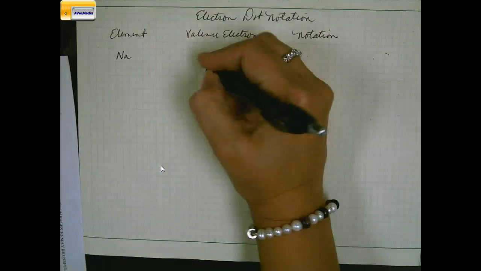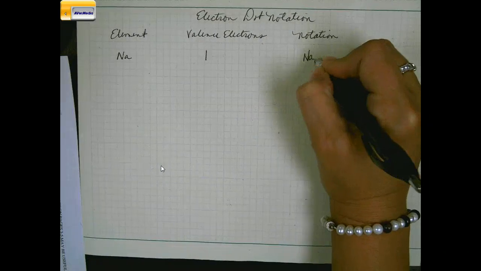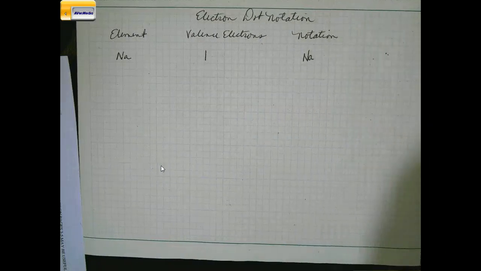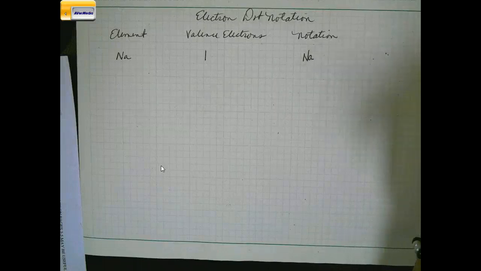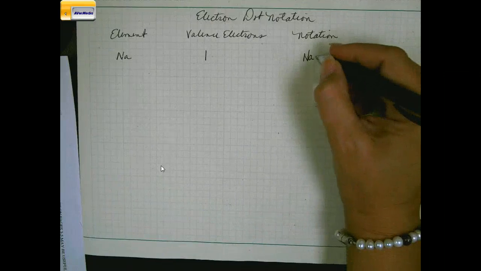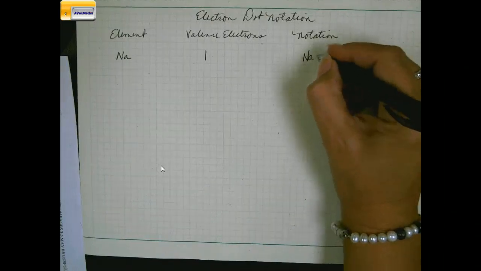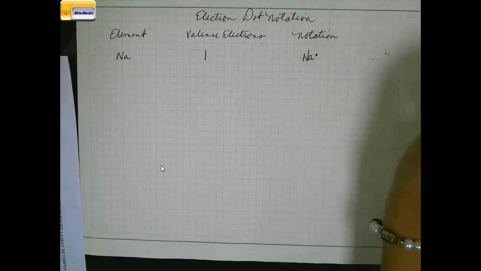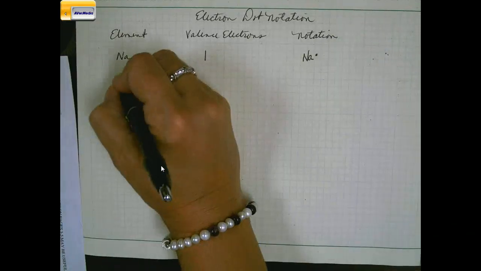So sodium, one valence electron. That means I need to put one dot on sodium. So I would write the element symbol, which includes all the core electrons. So the first 10 electrons are denoted simply by writing Na. And then when I want to add my dot, I can either add it to the right, to the left, to the top, or to the bottom. I'm just going to start here on the right. It doesn't matter.